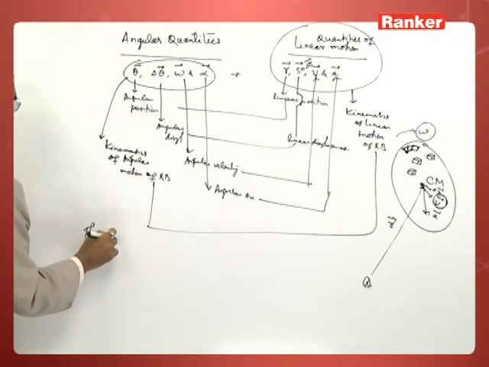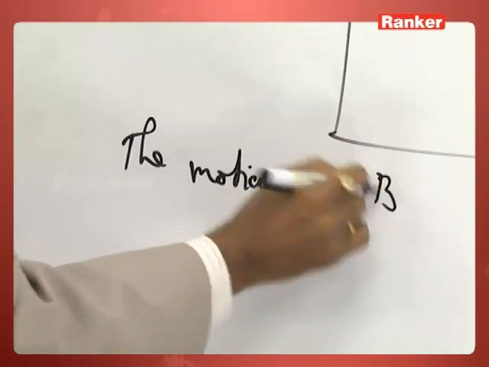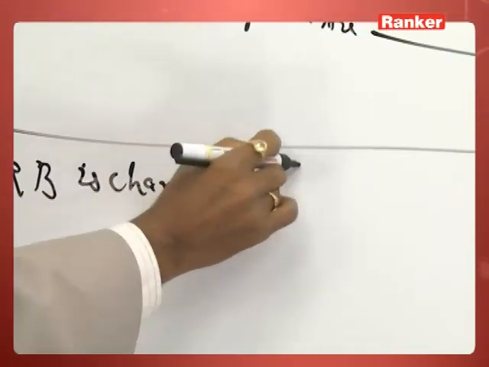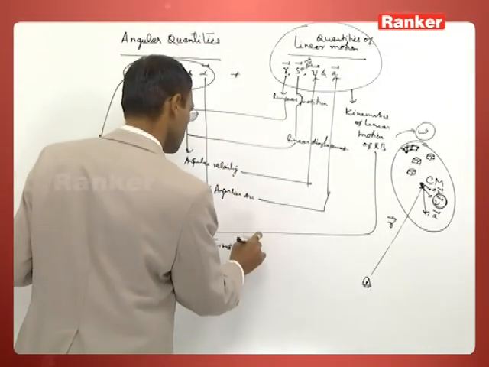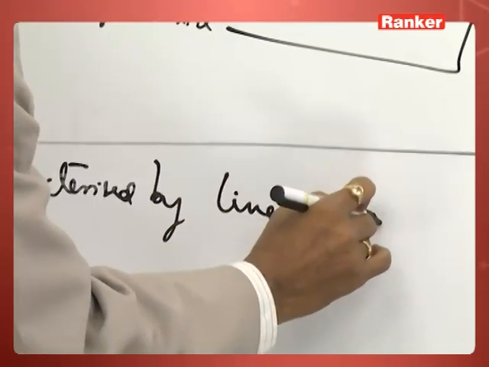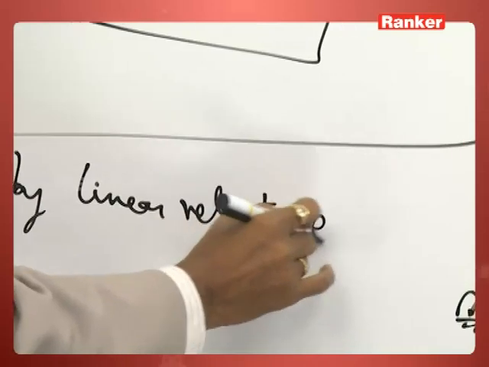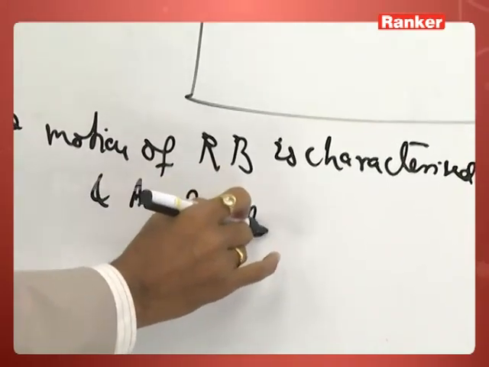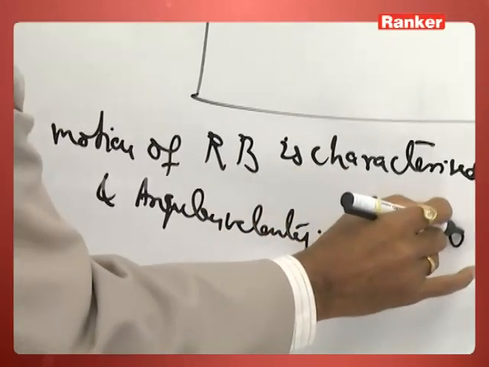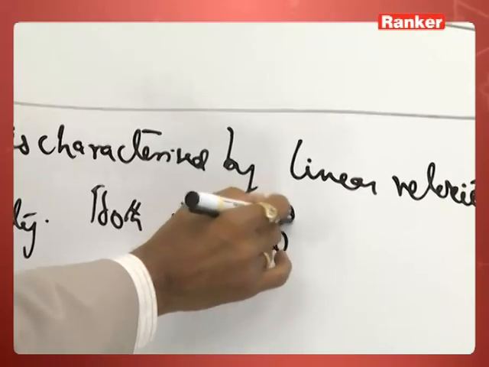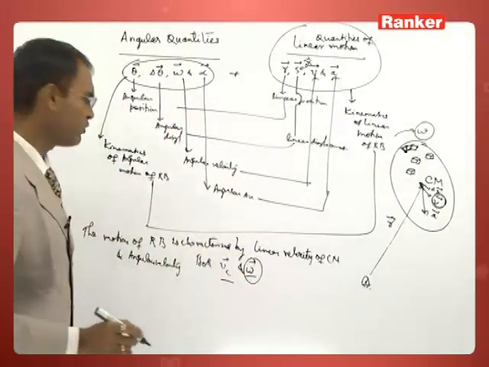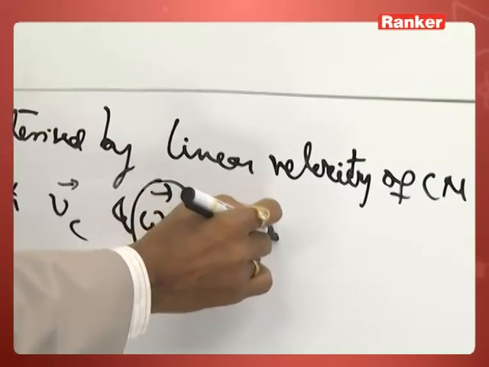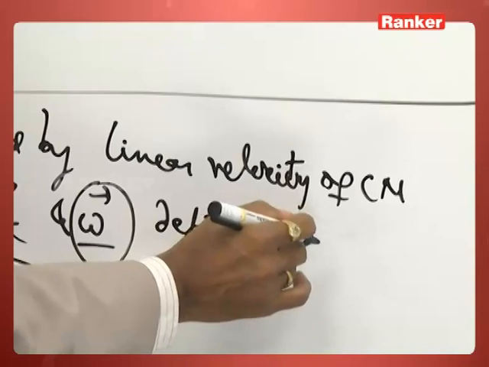The motion of a rigid body is characterized by the linear velocity of the center of mass and the angular velocity. Both the linear velocity of the center of mass and the angular velocity of the rigid body, that is what I am going to tell you in this section, combiningly define the kinematics of a rigid body.